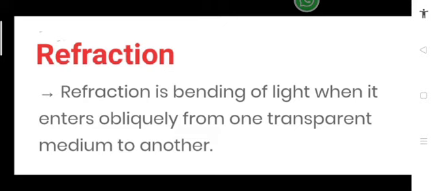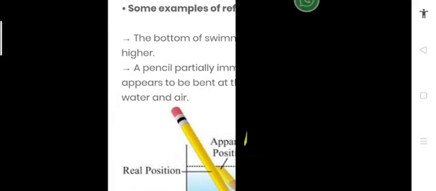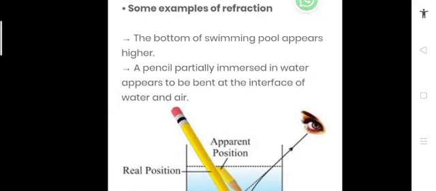Obliquely is what? When the light rays go from one medium to another medium normally, then there will be no bending. So this phenomenon is not refraction. When the rays of light are bent when going from one medium to another medium, this is known as refraction of light. And what are examples in our daily life? The bottom of a swimming pool appears higher.